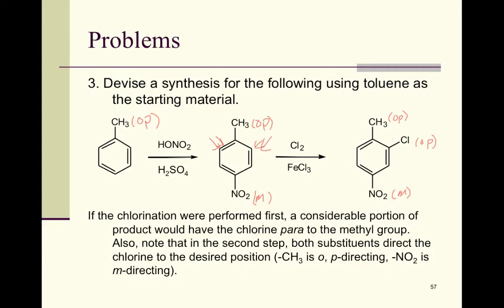If the chlorination were to be performed first, a considerable portion of the product would have the chlorine para to the methyl group. Also note that in the second step, both substituents direct the chlorine to the desired position.